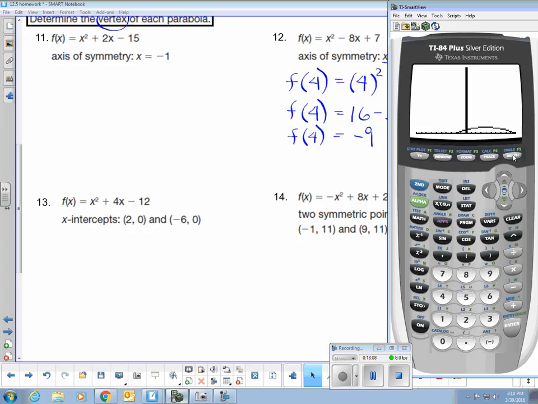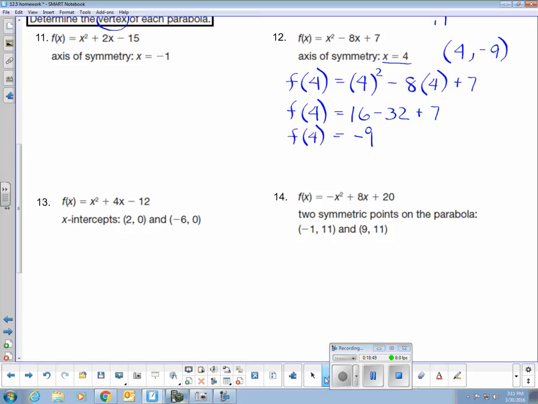Let's see if I can get just a little bit better window here. And if I want to take a look at the vertex, I can do calculate, maximum, enter left bound, enter right bound. So my vertex is at (4, 36). Let's take a look if this looks like a reasonable answer.